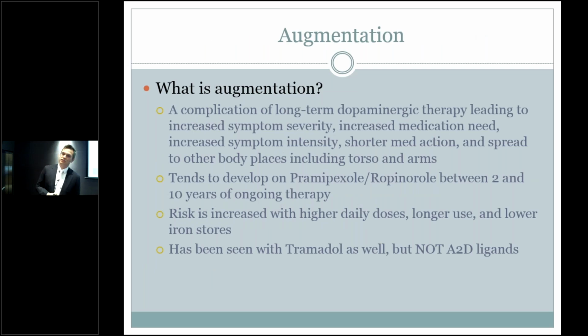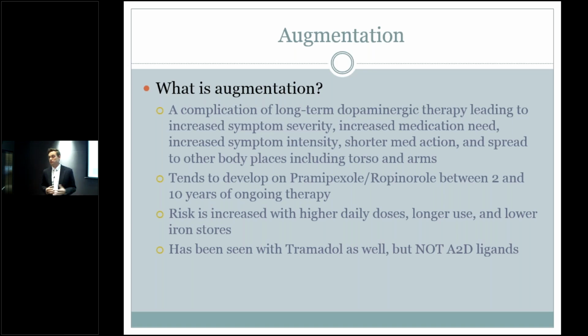So what is augmentation? It's actually a complication of long-term dopamine therapy that leads to worsening symptoms. So it may help these patients early on, the first 3 to 5 years, and then these patients get worse. They start to have spread to other parts of their body, including the torso and arms. Restless torso is incredibly odd. And then they have shortened action of the med and increased intensity of the symptoms. These patients say, I took my medicine. It seemed to be getting better initially. Then after a couple hours, I was so much worse than I was before.